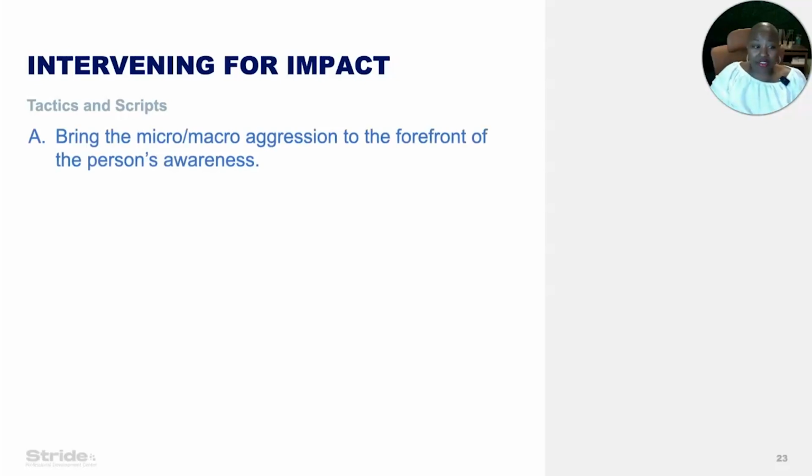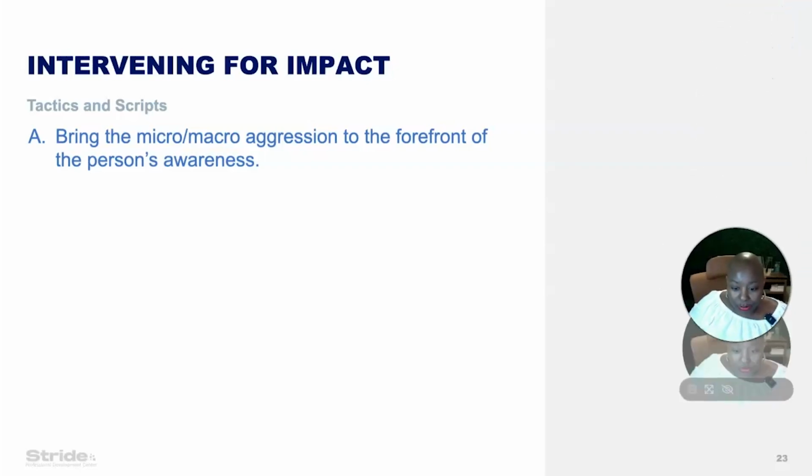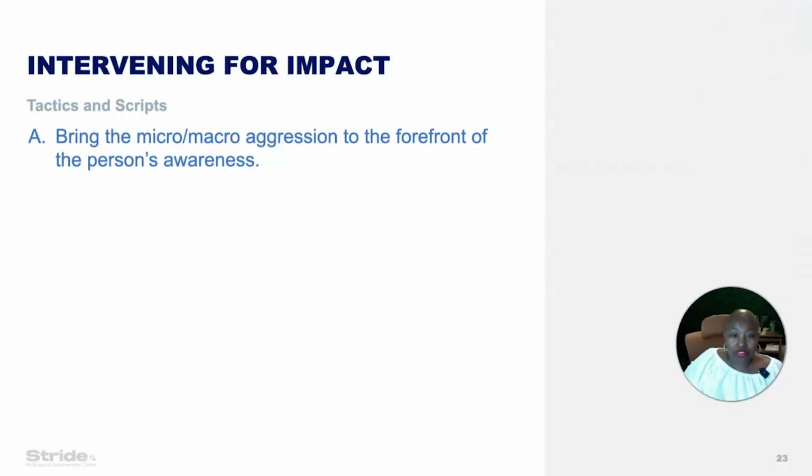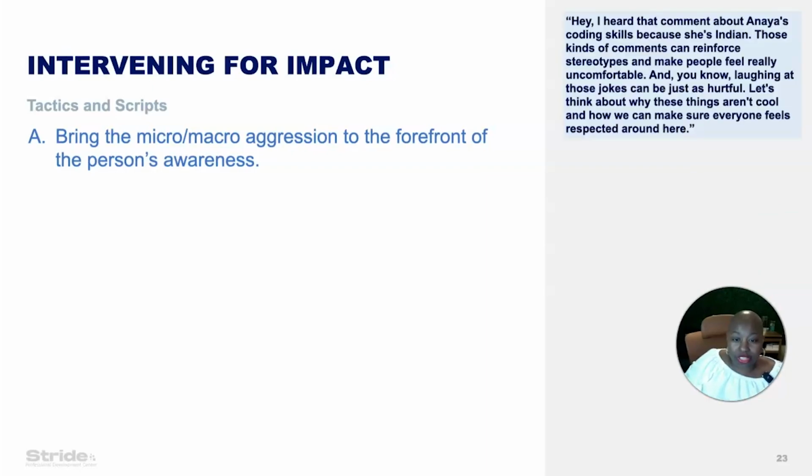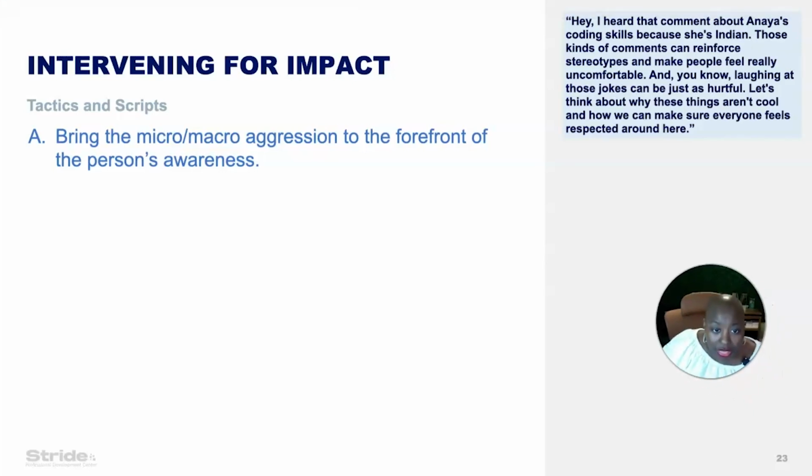So first, again, bring it to the forefront of the person's awareness, right? We're not going to be confused about what we're doing and what we're saying. So she can tell Marcus, "Wait a minute, I heard that comment about Anaya's coding skills because she's Indian. These are reinforcing stereotypes, and that's not what we do here. That's not what we do in the school community." And then speaking to the students, "By laughing at these jokes, it can be just as hurtful to Anaya." So let's think about these things. Why it's not okay to do that, right? There, she can explicitly name the harm.